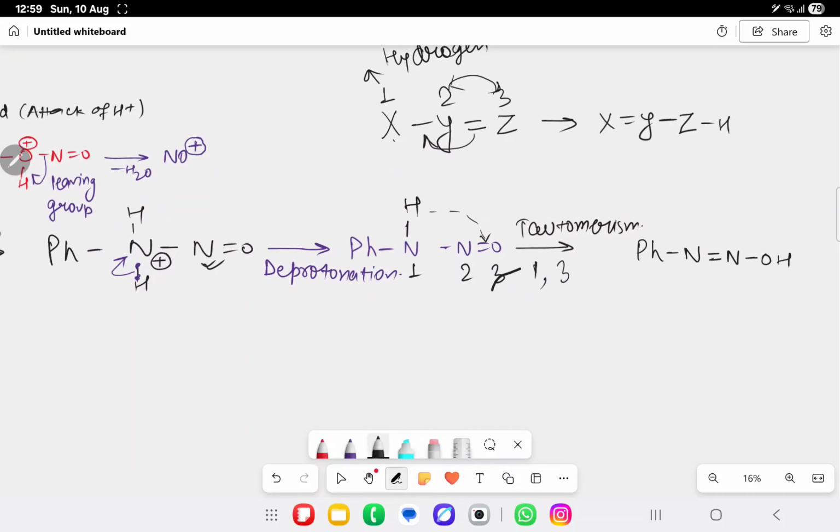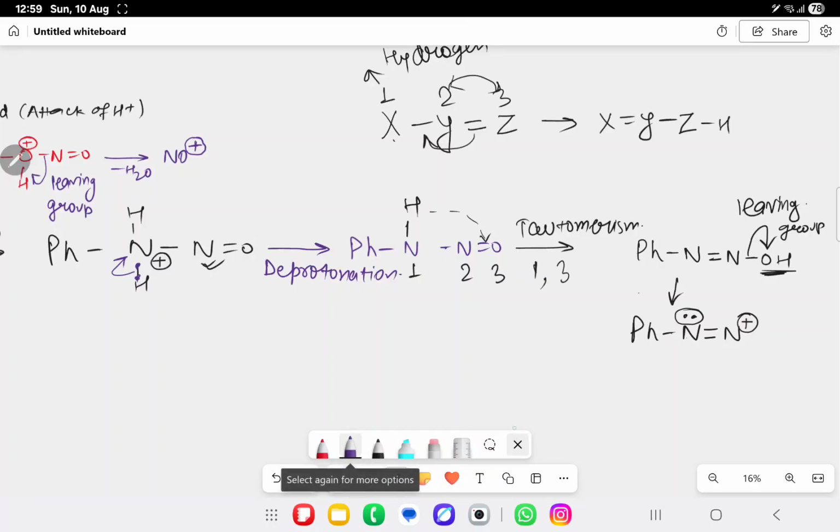If you have a problem, we will discuss it when I teach you the topic called tautomerism, which is in GOC, General Organic Chemistry. After that what happens? This OH minus is again leaving from here, because it has again become a very good leaving group. Now as it leaves, you will get PhN double bond N, and the OH goes away. Now this N double bond N, if you see properly, this N has one less lone pair, so it will become positive.